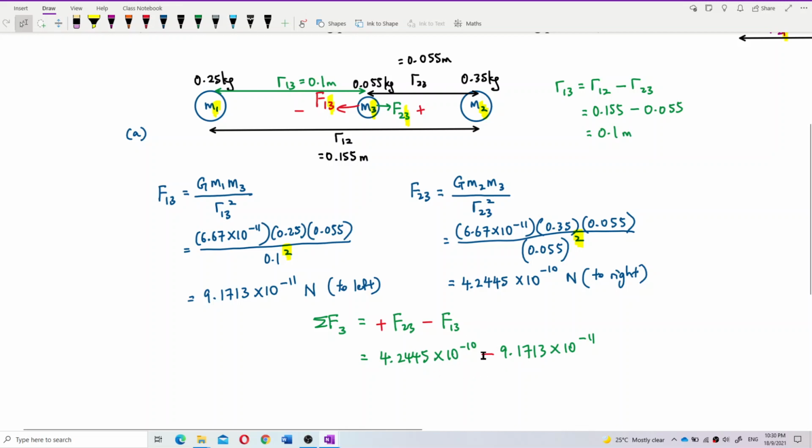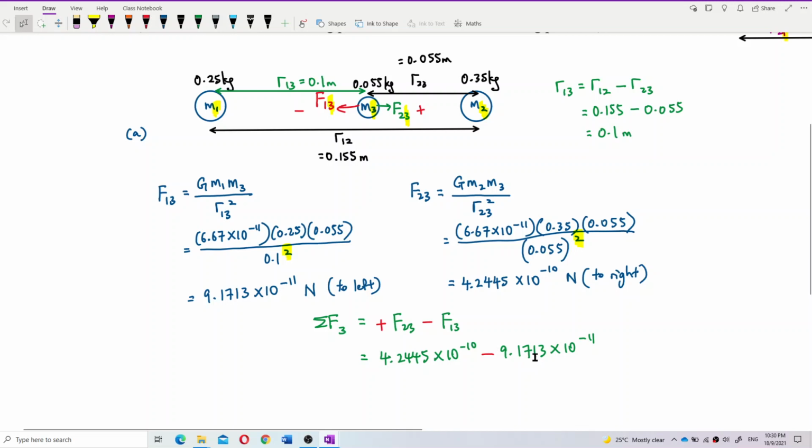So assigning positive negative sign for the direction, to the right and to the left, is very important. It helps us to arrange our equation so that when forces are in opposite direction, they minus. When forces are in the same direction, they add up to each other. Okay? That's it. So this one becomes minus. Okay, so what is the answer we get?